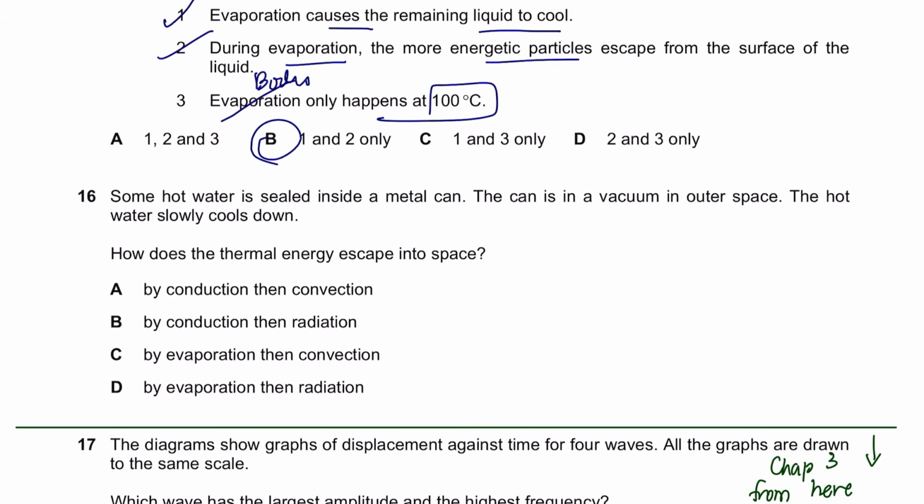Question 16. Some hot water is sealed inside a metal can. The can is in a vacuum in outer space. The hot water slowly cools down. How does thermal energy escape into space?